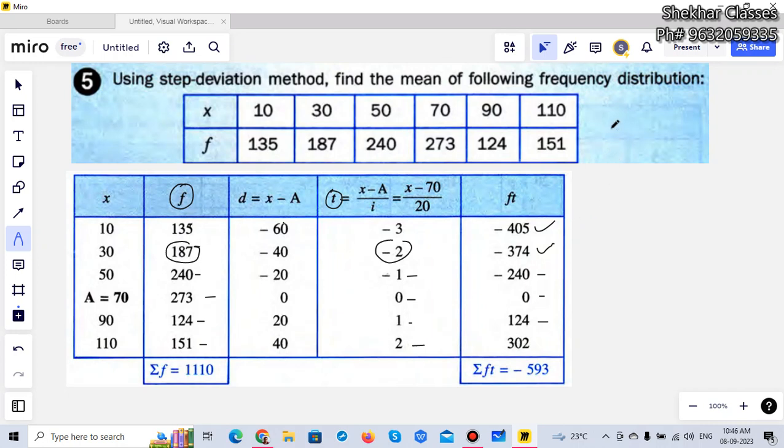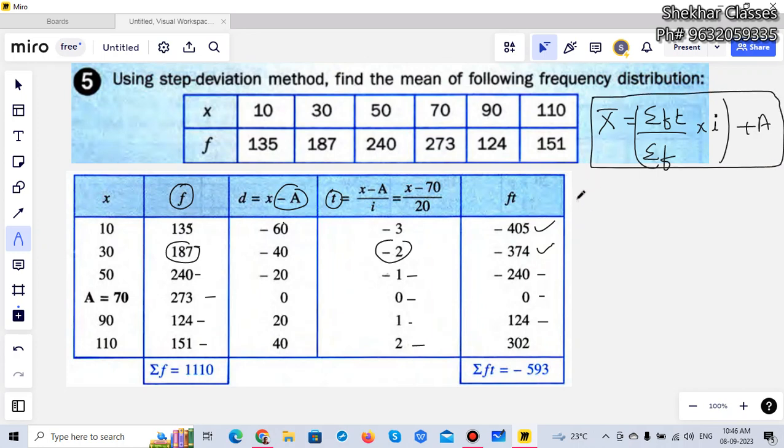So the formula here will be different. Here the formula is: mean equals sigma of f t divided by sigma of f. But since we have divided by I, I will multiply back with I here. And whatever comes, since we have subtracted a here, I will add a to it. So this is the formula that we have.